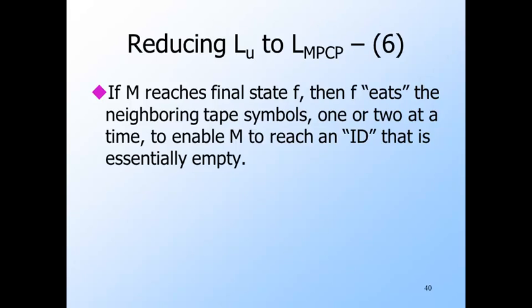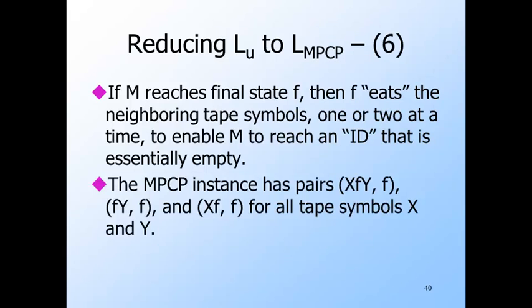However, if M enters a final state F, then it is possible for the F to, we'll say, eat the neighboring symbols of an ID. We no longer have real IDs of M, but it doesn't matter. We've simulated M enough to know that M accepts W, and our only concern then is to make sure that there's a solution to the MPCP instance based on M and W. Thus, we add to the instance of MPCP pairs XFYF, FYF, and XFF for all tape symbols X and Y.